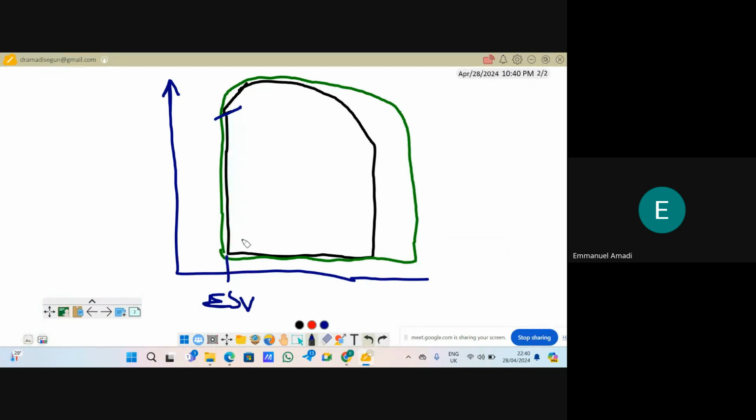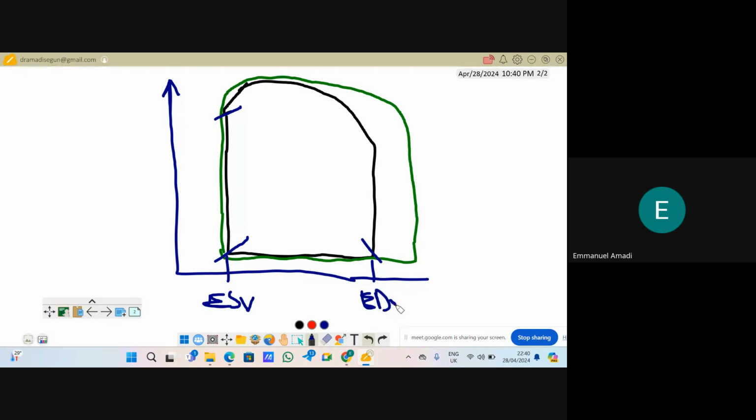And this is where your mitral valve opens and the ventricle starts filling. This is where the mitral valve normally closes and the ventricle stops filling. So this is the end diastolic volume. This is for the black, that is normal.